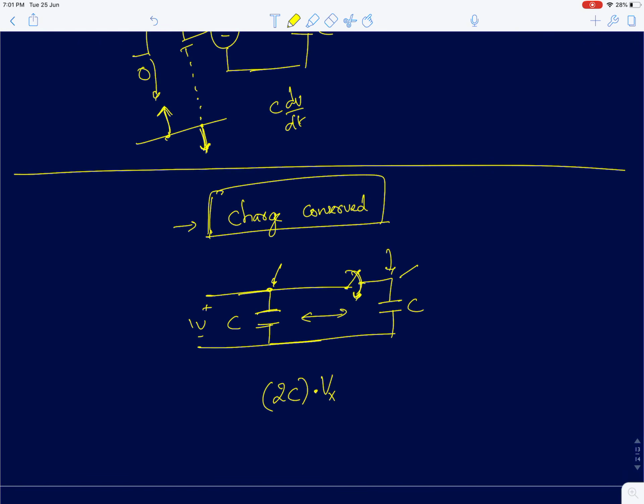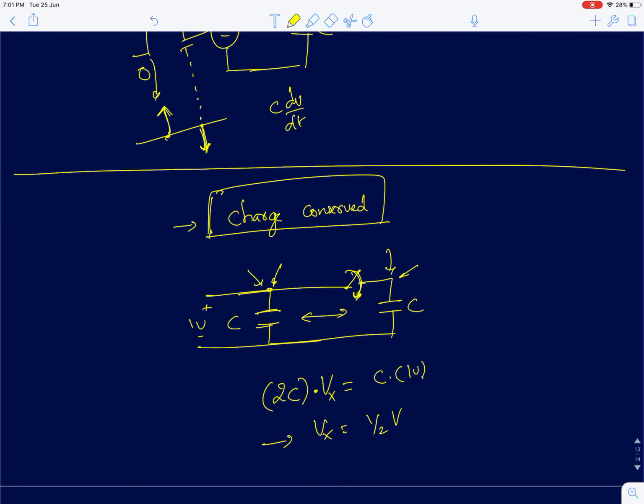Let's call it Vx. Whatever the steady state potential comes to once the switch is closed, that should be equal to the initial charge across it, C into 1 volt. So therefore your Vx will be half a volt. So this is the principle of charge conservation.